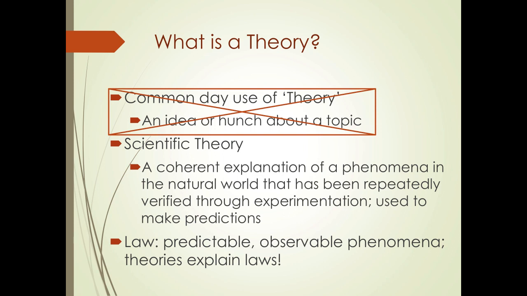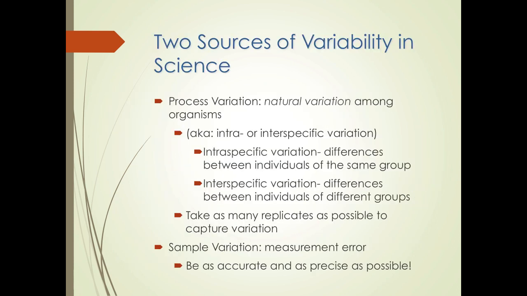Now that we have an understanding of null hypothesis, theories, and predictions, it's good to understand that when we do scientific experimentation, there are two sources of variability we need to consider. You have process variation, natural variation among organisms, and this can be intra or interspecific. Now, intraspecific variation is differences between individuals of the same group. So some people have blue eyes, and some people have brown eyes, and some people have green eyes. And that variation is considered intraspecific, within the species or within the group.